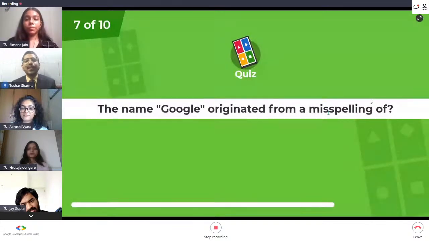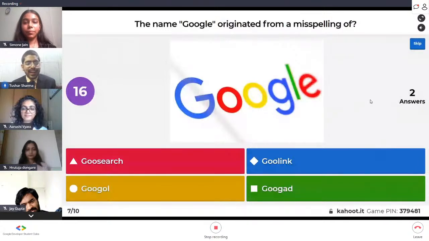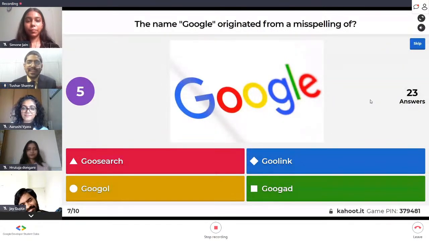The name Google originated from a misspelling of what? This one is quite funny. So let's see who gives the right answer. There is also a fun fact behind this, actually. Let's see who knows the answer. Would you like to share it with others? Yeah, of course. Let's see when the answer pops up. We'll tell you. Yes, definitely.